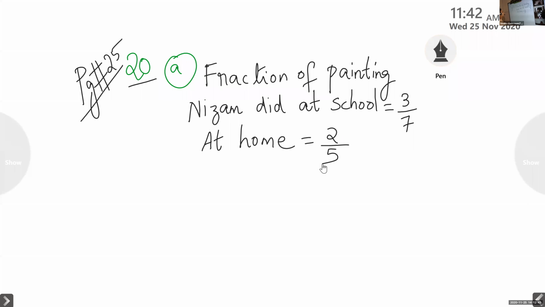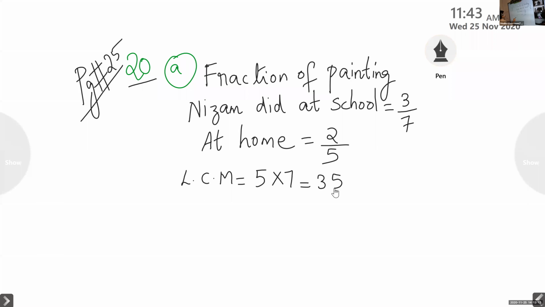Next one, children, I told you we will find the LCM because we are practicing LCM. Here, 7 and 5 are prime numbers, they have no common factors. So how can we do the LCM? By just multiplying the denominators, 5 into 7. So the LCM is, children, 5 into 7, that is 35.